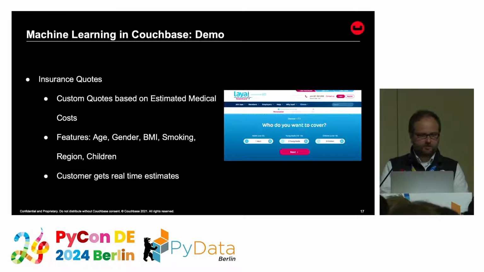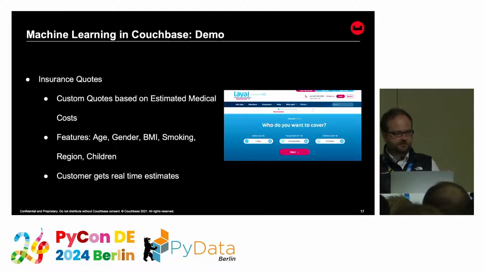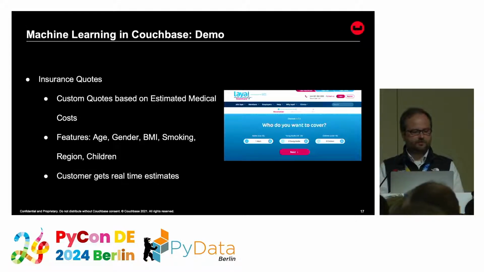So the demo I'm going to show is basically about insurance data. A simple example: we have data which consists of age, gender, BMI, smoking, region, and children. And then there is a quote for the life insurance for that person. So that's a large data set.